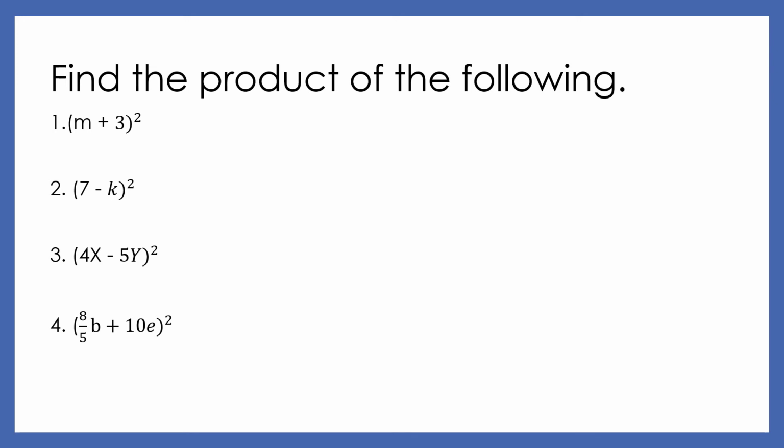Alright, so find the product of the following. Okay, so we have quantity (m + 3) squared. Using the formula or the pattern, we square the first term.